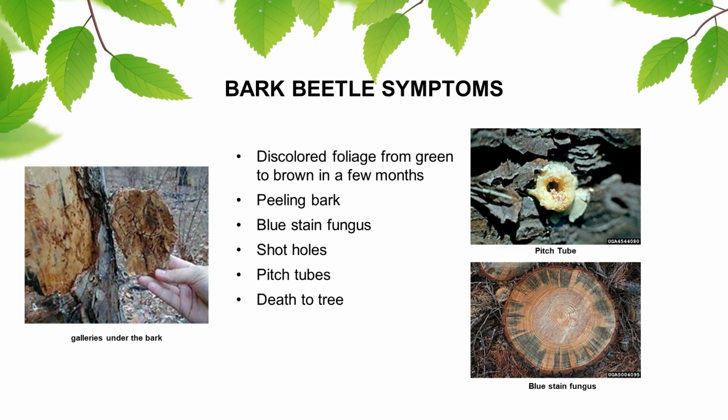Bark beetle symptoms. Symptoms of bark beetles may include discolored foliage from green to pale green to yellow to brown in a few months. Peeling sections of bark. The wood of affected trees may be blue in color due to the blue stain fungus that is frequently carried by bark beetles. Shot holes created by the emerging adults. Pitch tubes. And eventual death to the host tree is highly likely without an effective management program.